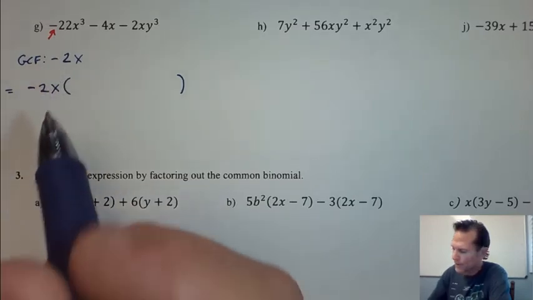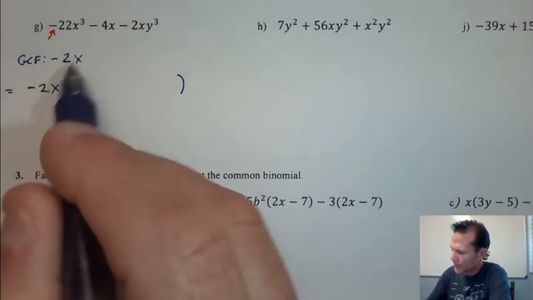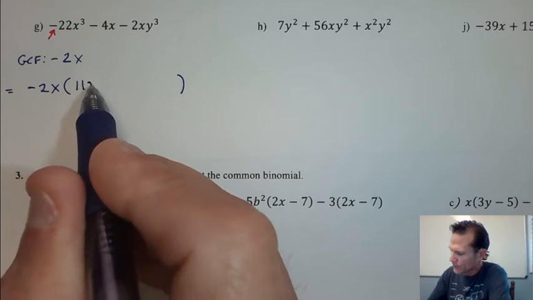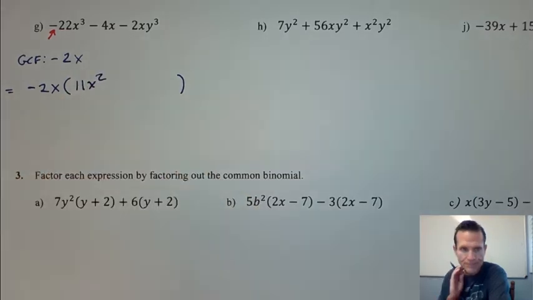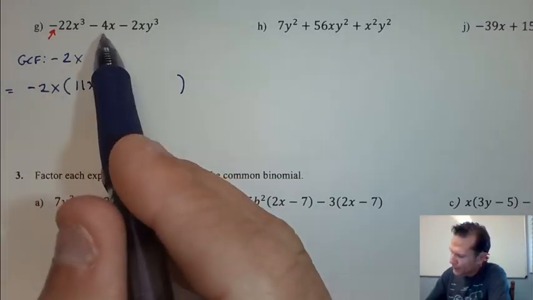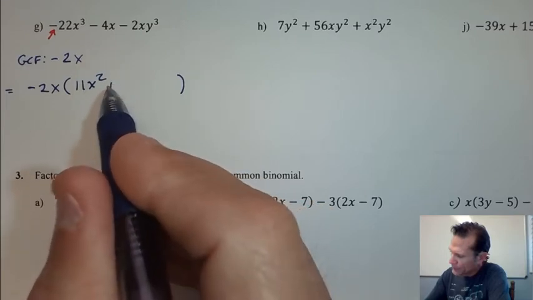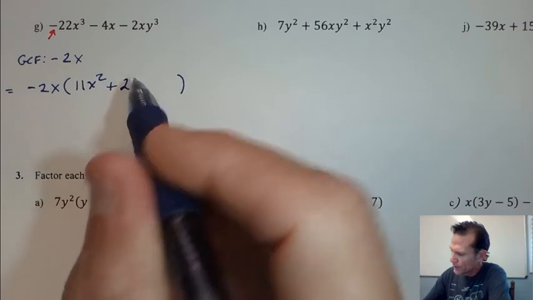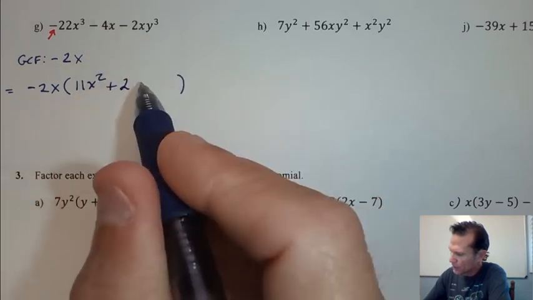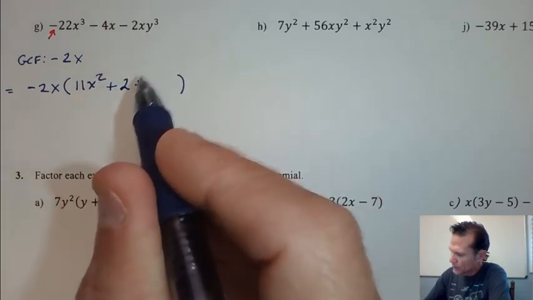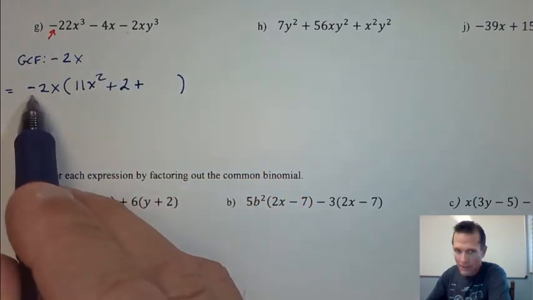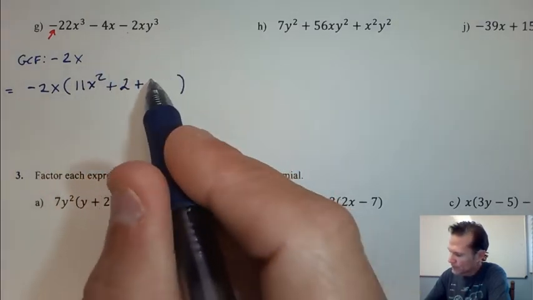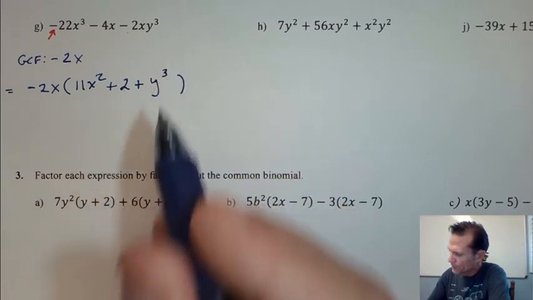it works. Negative 22 divided by negative 2 is 11. I took out one of the x's, so I have x squared. Then I divided out a negative, so that's going to change signs. And 2, and I took the x out. This is going to change signs because I factored the negative. I pulled out the 2, I pulled out the x, and I'm left with y to the third.